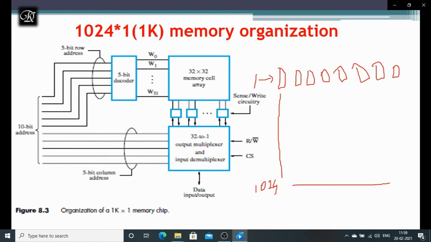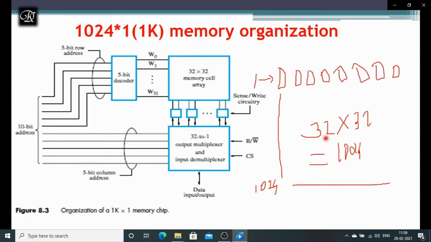That's why, rather than keeping the memory like this, they come up with a square matrix. How can I do this? 32 multiplied with 32 gives a total of 1024. So I can organize the memory in 32 rows and 32 columns. My intention is to get 1024 cells, which I get with a 32 into 32 array.